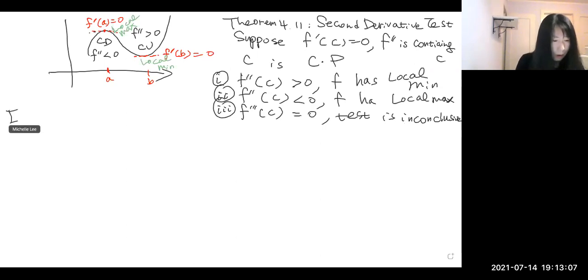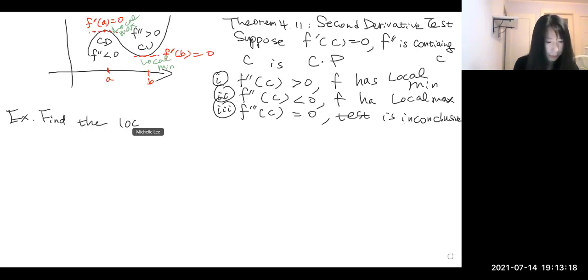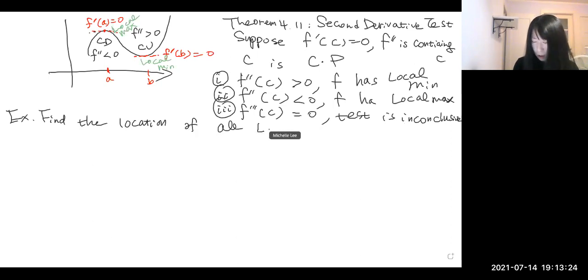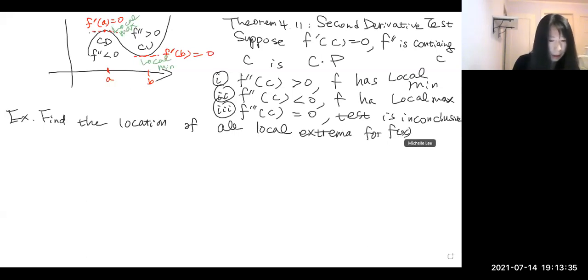Okay, let us do an example. So this is the last problem, okay? Use the second derivative test. Find the location of all local extrema of f of x equals x to the fifth power minus 5x to the third power, okay? So we're gonna find the critical points. So what do you get?